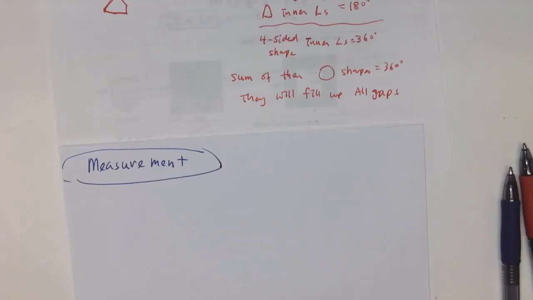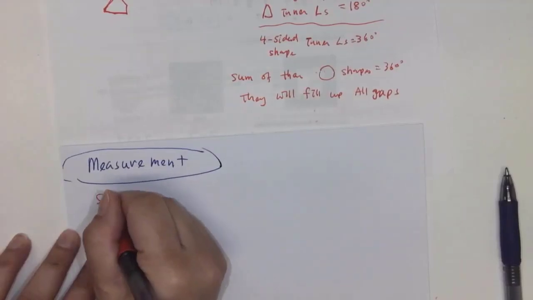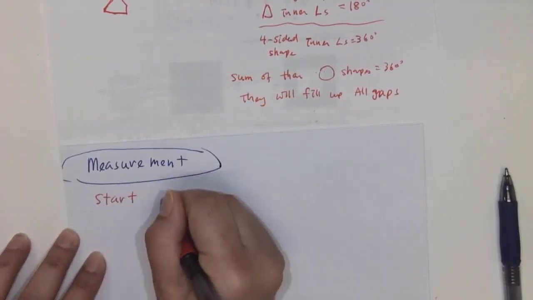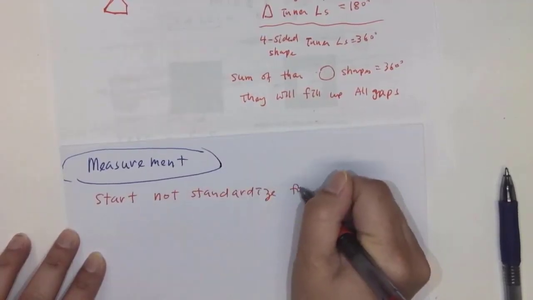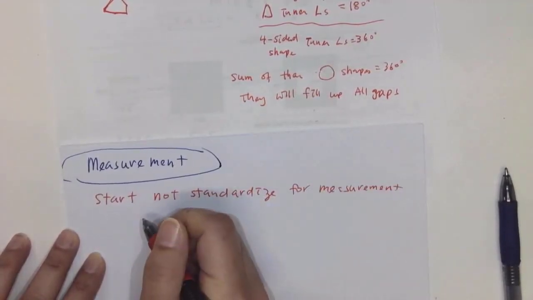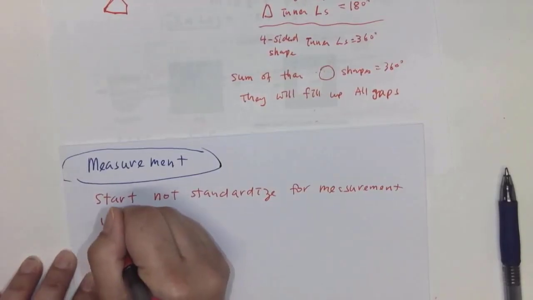Long time ago, the king would try to use his arm or his feet to measure certain things. That's why we say how many feet, somebody's feet, at the beginning. So everybody grab a paper clip, right? We're going to start with what happened long time ago with measurements. We want to start with something not standardized for measurements. Everybody have a paper clip? We can use a paper clip.